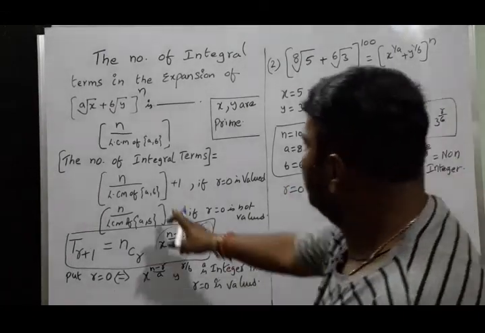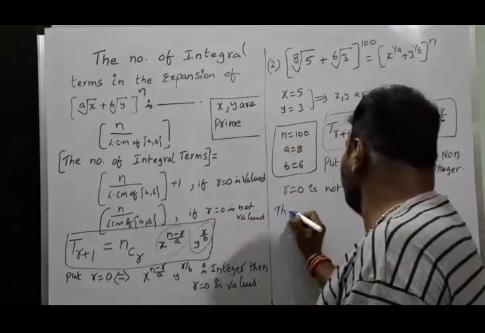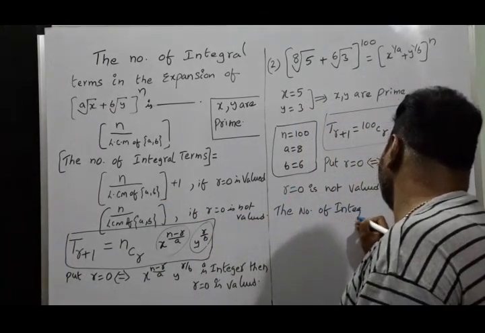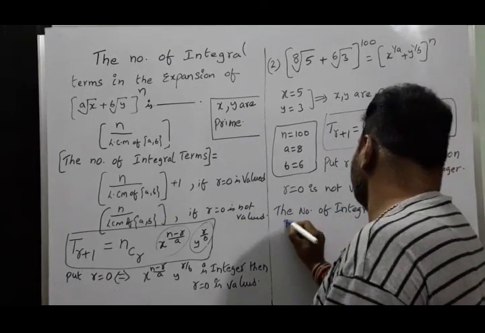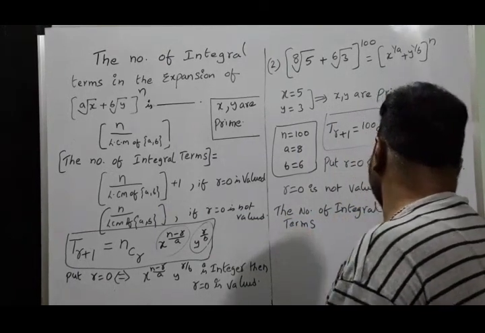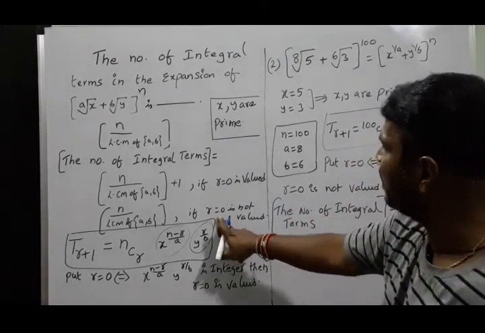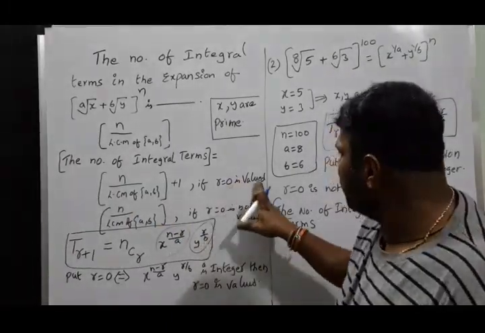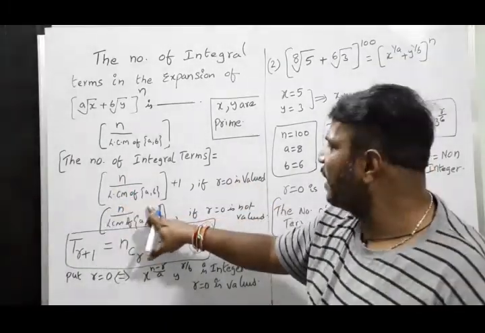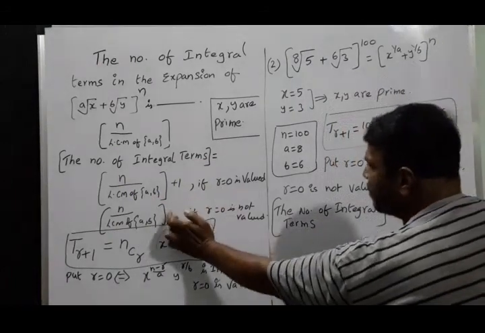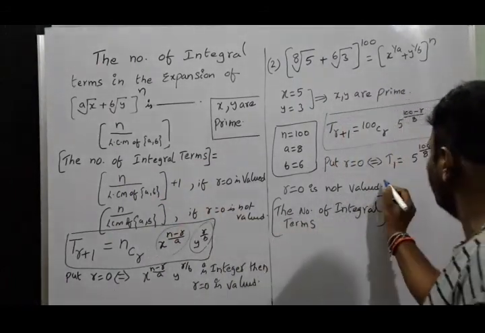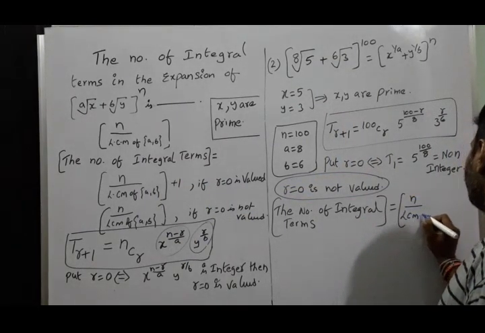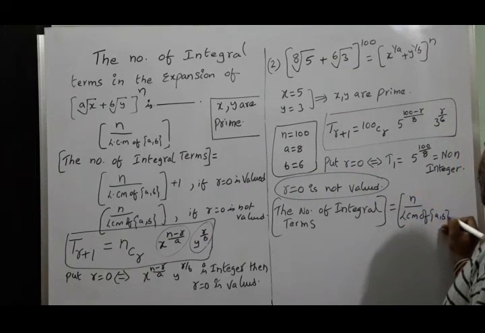Okay, then you have to use the formula. The number of integral terms is equal to, what is the formula whenever r is equal to 0 is not valid? N by LCM of a comma b. If r is equal to 0 is valid, n by LCM of a comma b plus 1. So here don't take plus 1 because r is equal to 0 is not valid. So it is the step of n by LCM of a comma b.